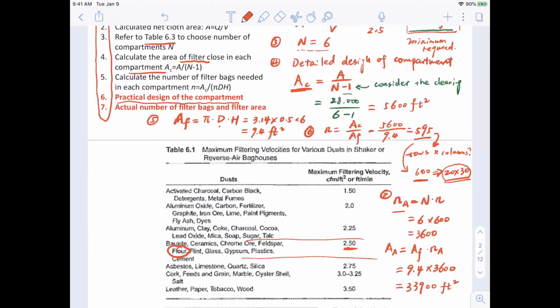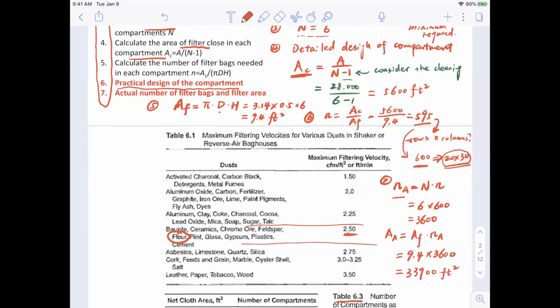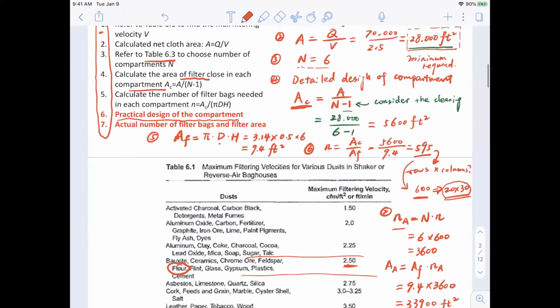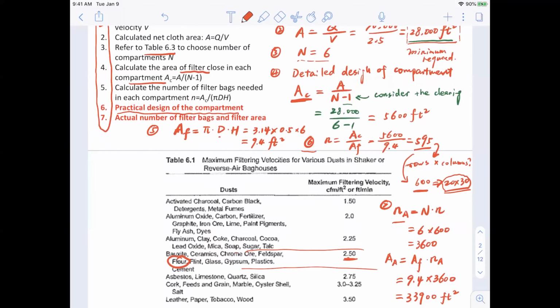So this is how we calculate the actual area of the filter bags and the actual number of filter bags in the system. Okay. So everything is determined by this 6th step, which is the practical design of the system, right? We cannot just stop here. We need to come up with a more realistic, more practical design for the system.